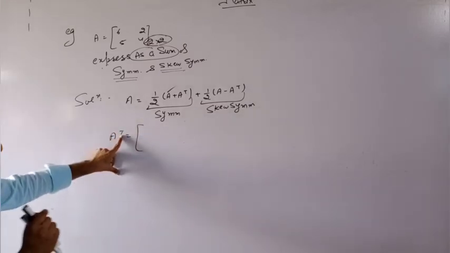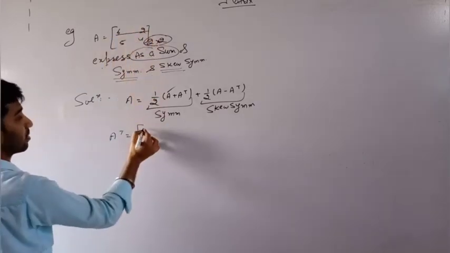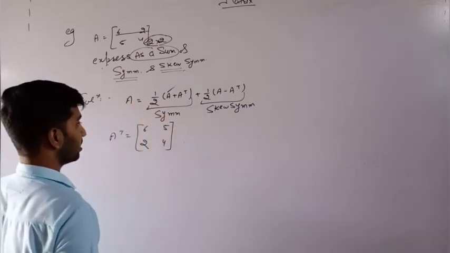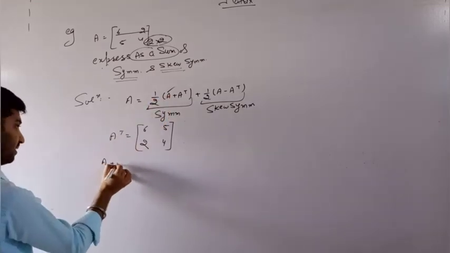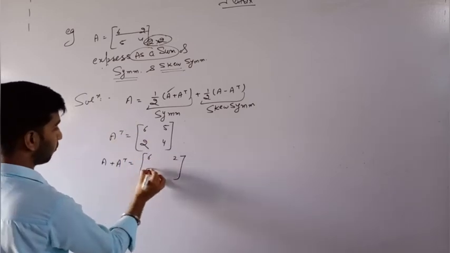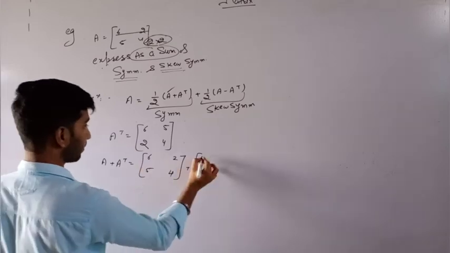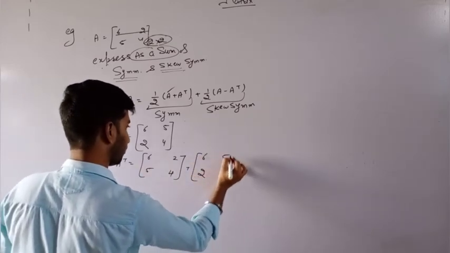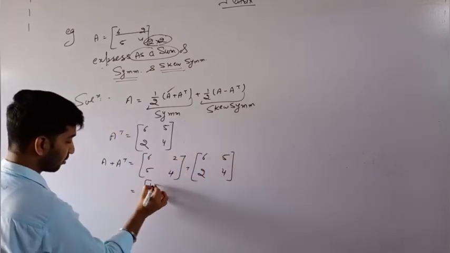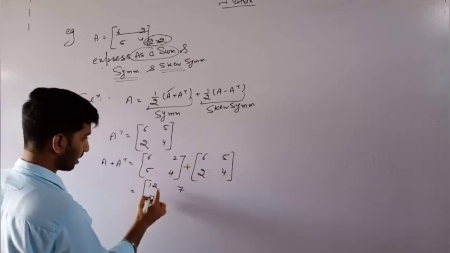Transpose of a matrix is obtained by interchanging the rows and columns. First row is 6, 2, change it into a column. Second row 5, 4, change it into a column. It is A transpose. Now find A plus A transpose. A is 6, 2, 5, 4 plus A transpose is 6, 5, 2, 4. 6 plus 6 is 12. 2 plus 5 is 7. 5 plus 2 is 7. 4 plus 4 is 8.